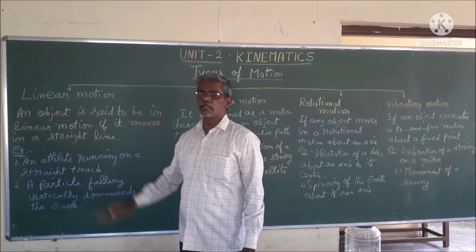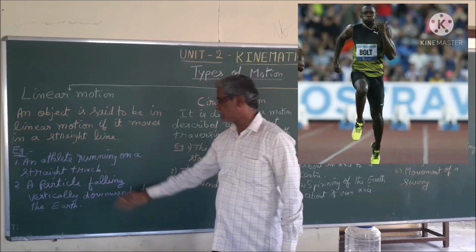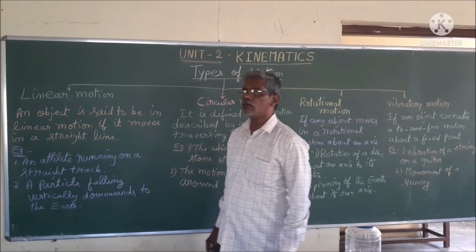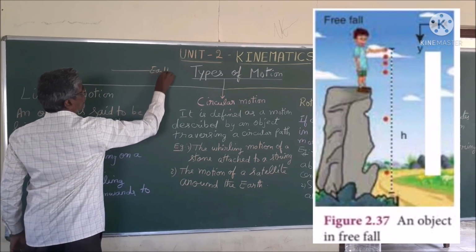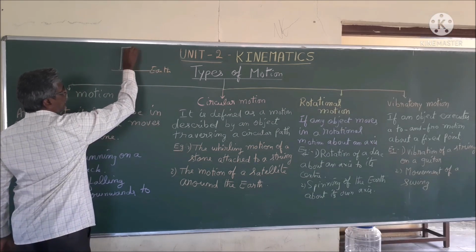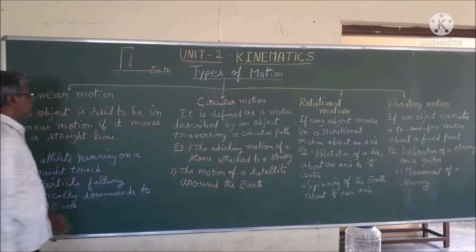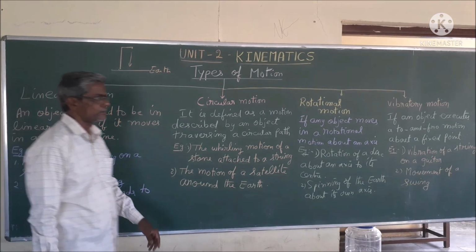Example, an athlete running on a straight track. Next one, a particle falling. This is the earth, and this is a building. From here, if a particle is falling down towards the earth, then it moves in a straight line, so I can call it linear motion.